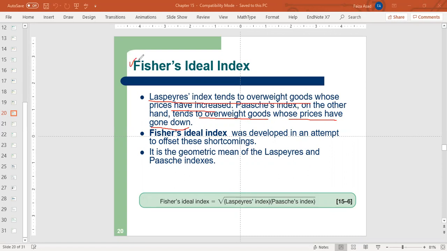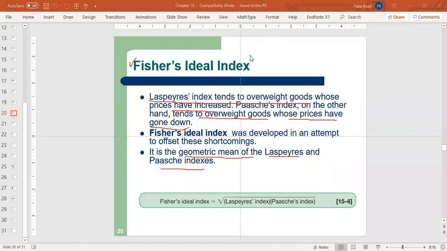Fisher Ideal Index was developed in 1922 by Irving Fisher, and it is basically the geometric mean of Laspeyres and Paasche's indexes. So this is the geometric mean formula. We take the product of the two methods and the square root of that product, and we will get the Fisher's Ideal Index.